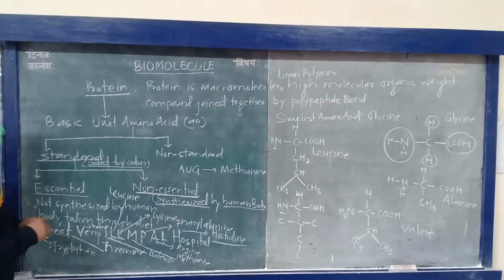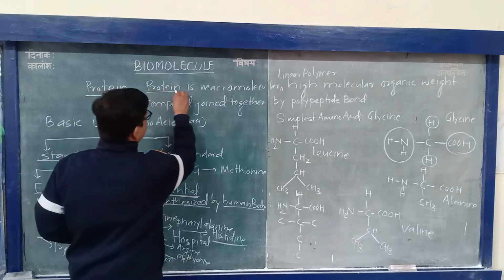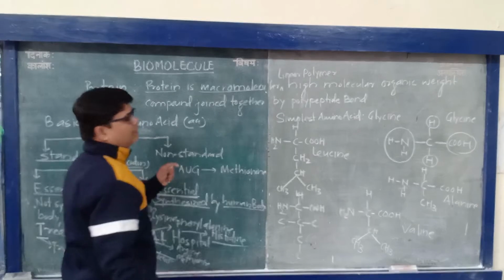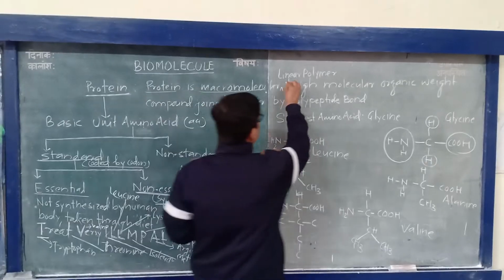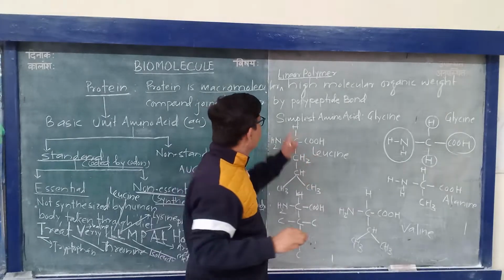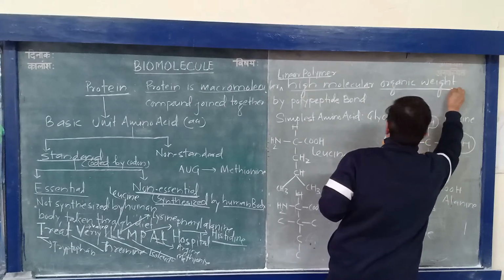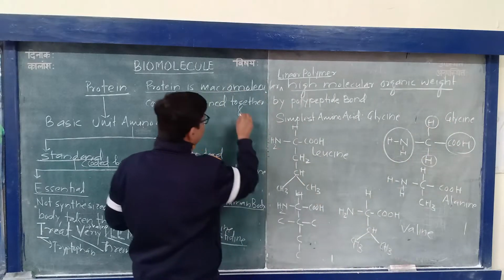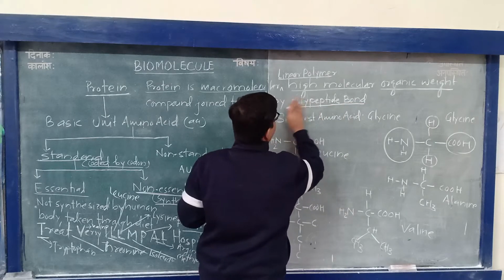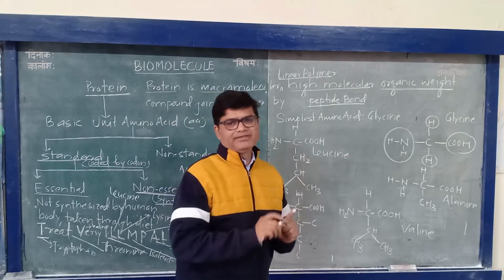Okay. So try to know what is protein. Protein is a macromolecule. It can be a linear polymer, or it can be branched by joining other bonds. It is a high molecular weight organic compound joined together by peptide bonds. So we can say it is a protein.